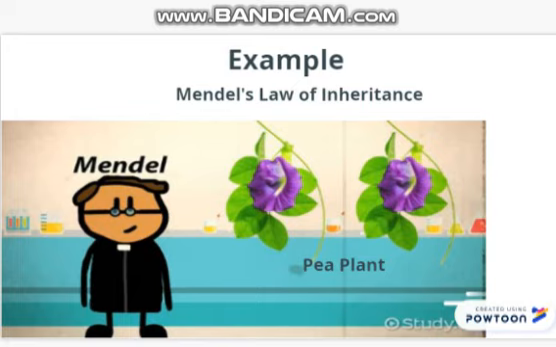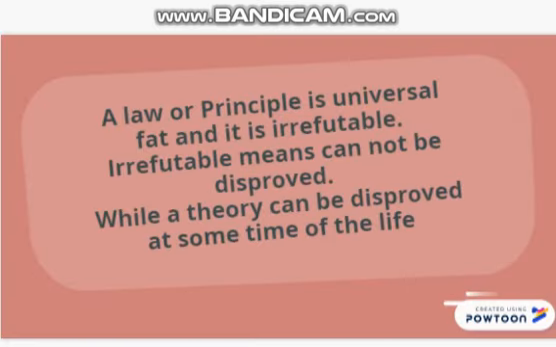A law or a principle is a universal fact and it is irrefutable. Irrefutable means that it cannot be disproved. While a theory can be disproved and can have changes made in it at some time. So that was all for today.